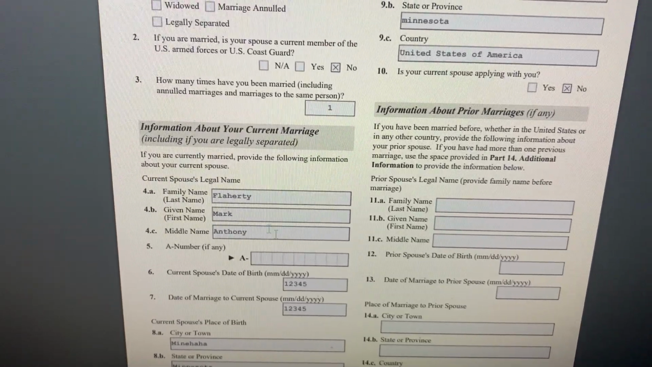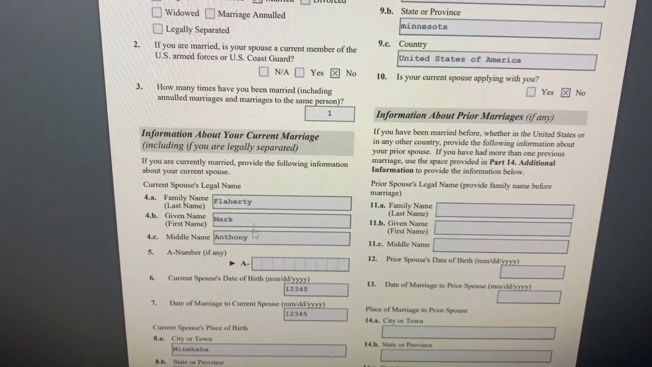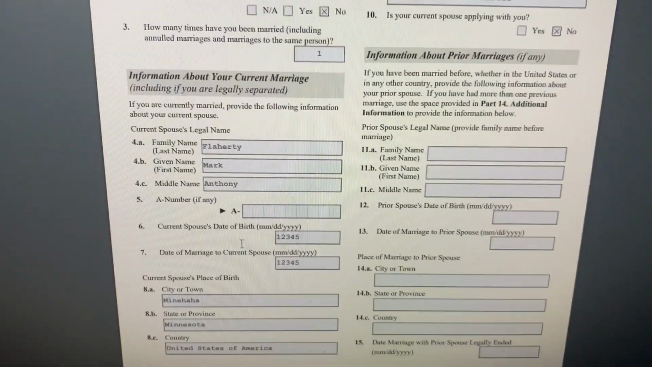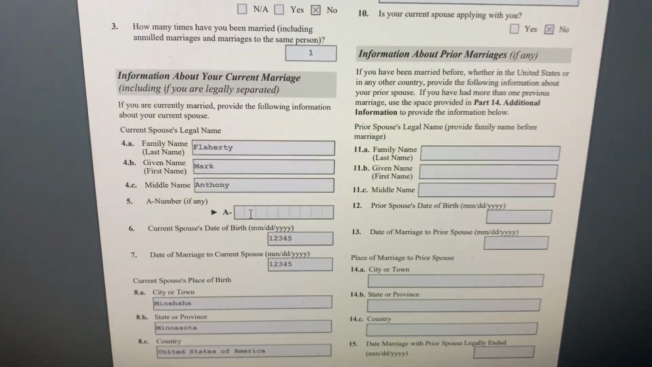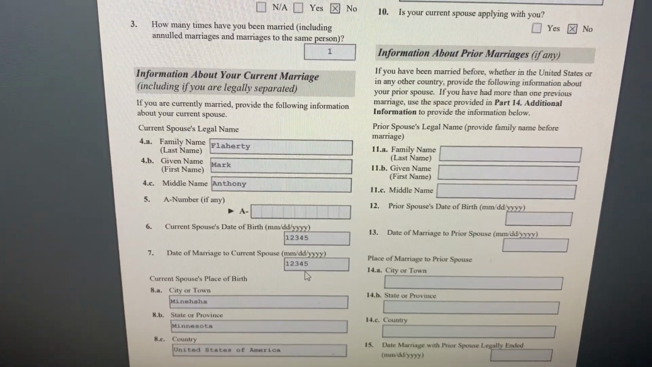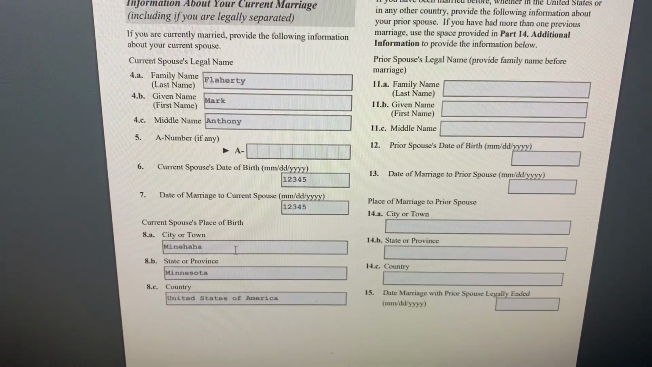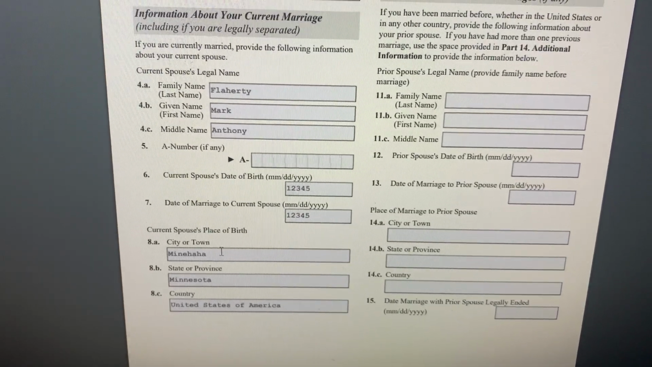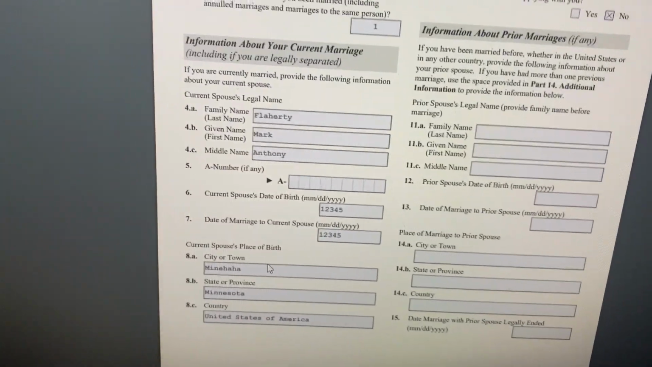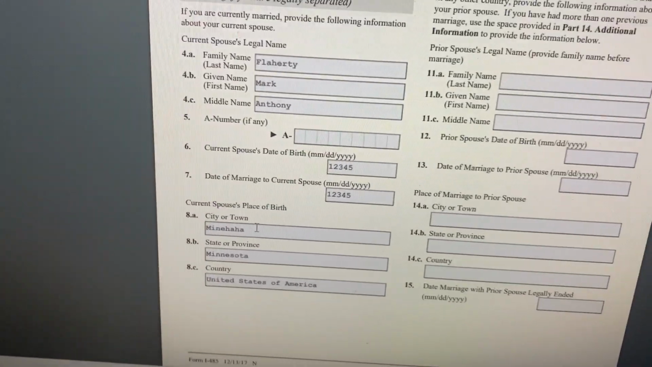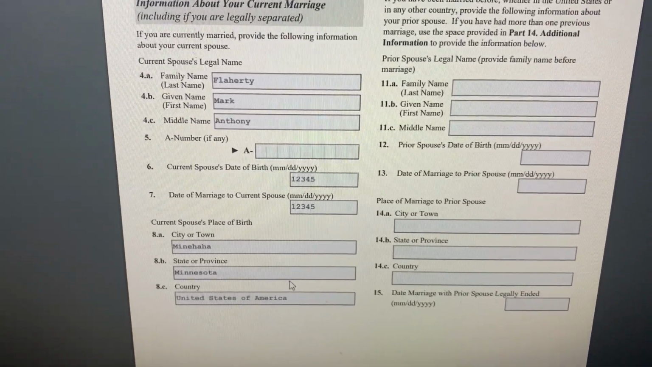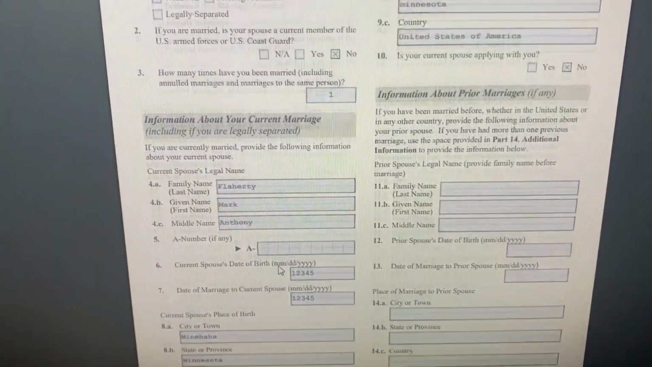This is my husband, Flaherty Mark Anthony. And no, he's a U.S. citizen, he doesn't have any A-number. So date of birth, date of marriage, which is really important. Your husband's place of birth, or your wife's, just fill in this spot. There's town, state or province, country. So he was born in Minnehaha.